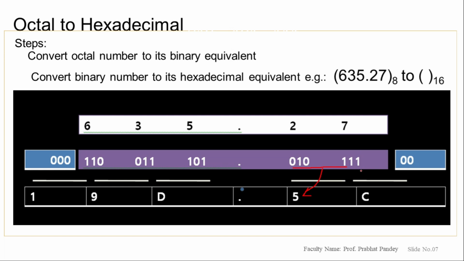1100, so this is equivalent to C. 8 plus 4, that is 12, equivalent to C. So in hexa we need to write 12 as a C. Then 1101, this needs to be written as a D.